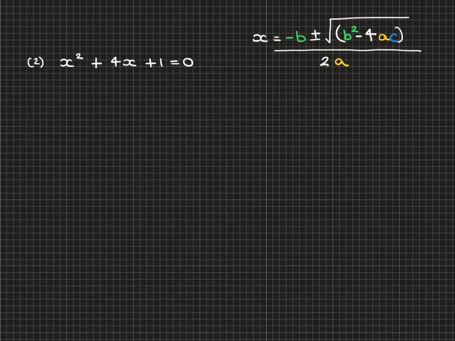So let's start the steps of the formula. First job, we need to identify a, b and c and the value of b squared. So a is equal to 1x squared again.